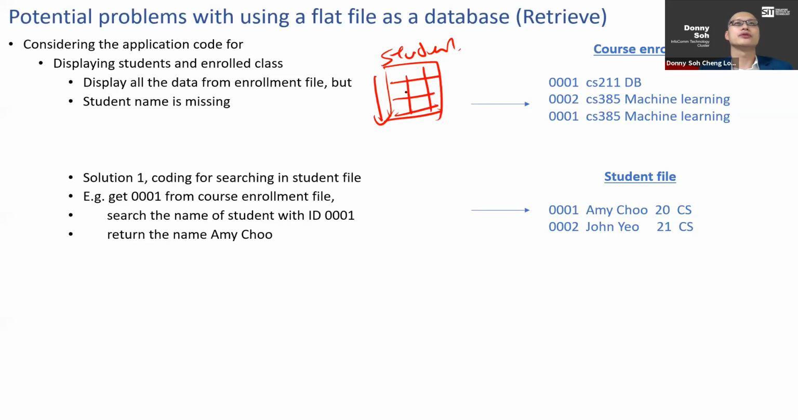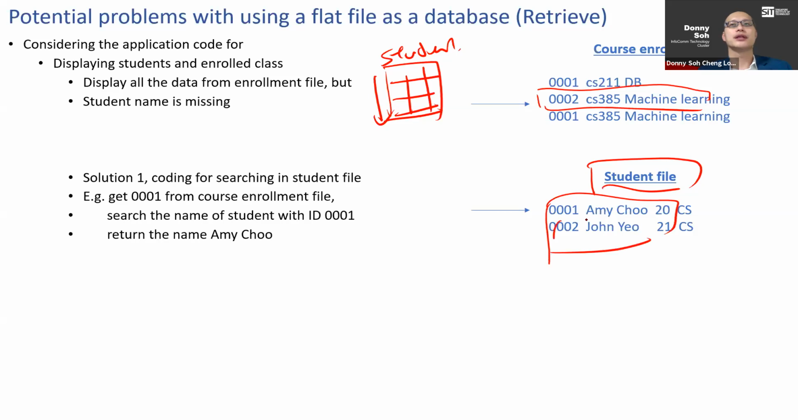So I want to just display the enrollment of one of the modules. I have to search the student module to find the corresponding entry in the student file. Okay. Any questions so far? All good?